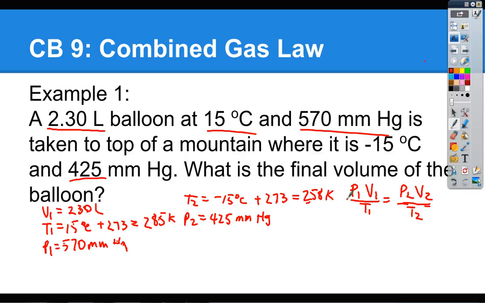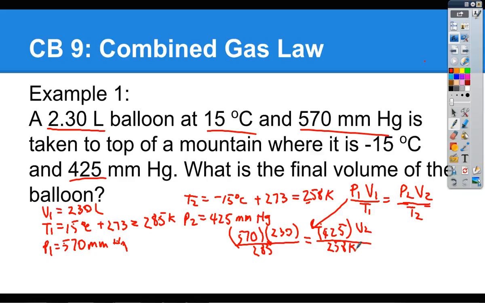So coming over here, our P1 again was 570. And our volume is 230. That's going to be over our T1 in Kelvin, which is 285. 285 is equal to what? Well, it's equal to our P2. We know what that is. That's 425, which is going to be times our V2. We don't know what V2 is, so that is our unknown, over our T2, which is 258.